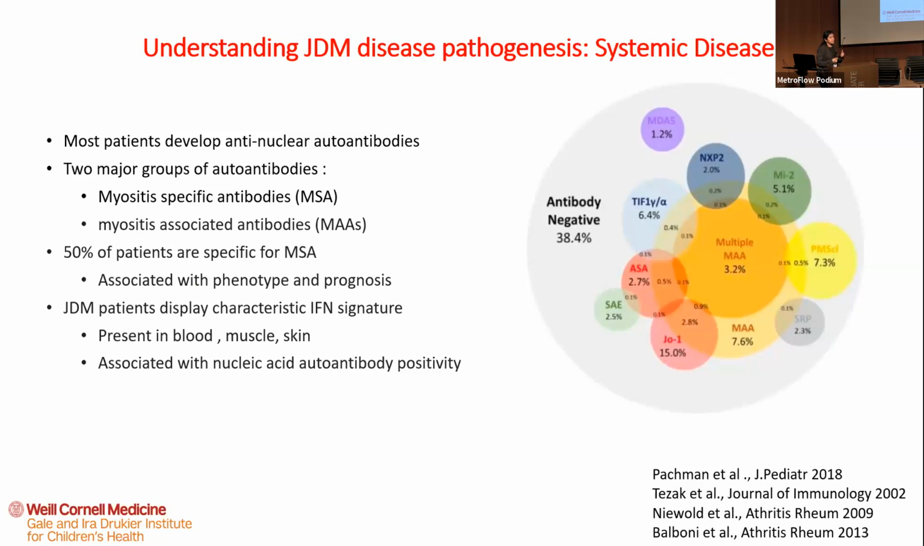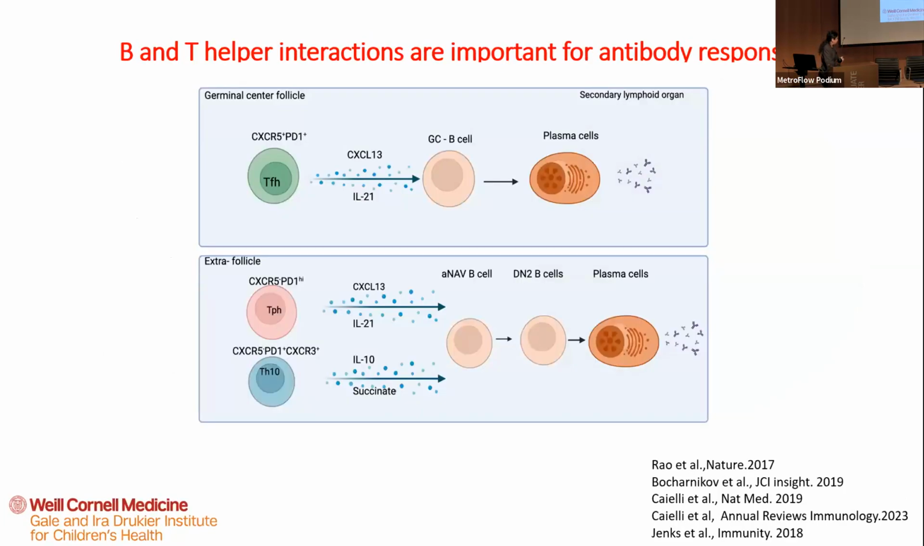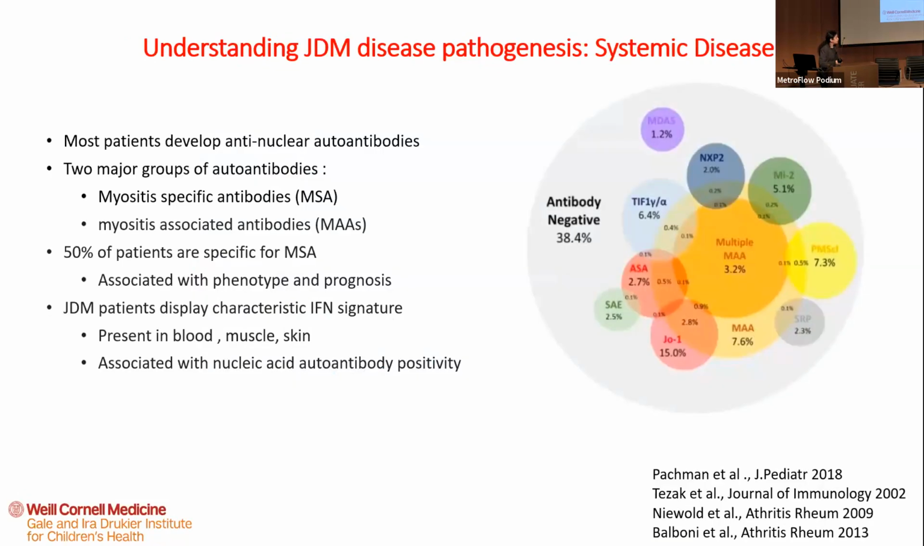And so another feature that is very distinct in JDM patients is the interferon signature that is detected. And this is present in blood, skin, and muscle tissues. And also the interferon signature that is present in the blood is associated with autoantibody that is found in the serum.